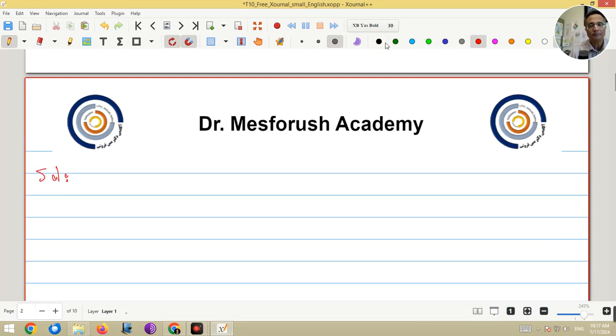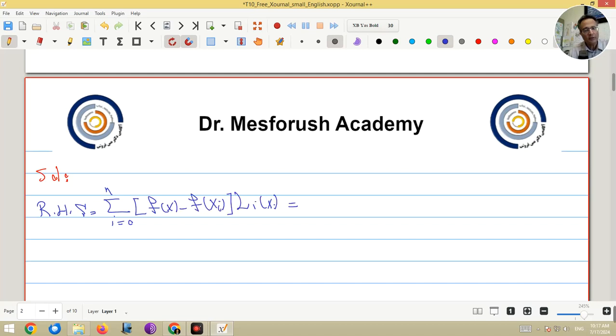To solve the problem, we start from the right hand side. We have the right hand side equal to the sum, i from 0 to n, of f of x minus f of xi times li of x. Okay? Multiply li of x to these two items and split the sum. So I will have the sum i equal to 0 to n of f of x li of x, minus the sum i from 0 to n of f of xi times li of x.